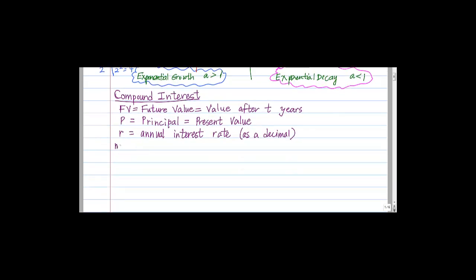And lowercase m stands for the number of compoundings per year. Annually means you compound once a year. You could also compound semi-annually, which means twice a year. You could also compound quarterly, every 3 months, so that would be 4 compoundings a year. And then monthly and daily.